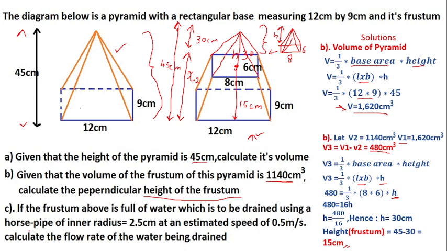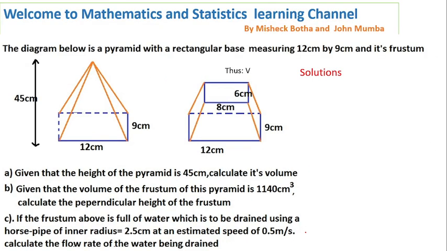All right, and let's go to the last question. C says, if the frustum above is full of water, which is to be drained using a hose pipe of inner radius 2.5 centimeters at an estimated speed of 0.5 meters per second, calculate the flow rate of the water being drained. There again we just need to apply the formula. We know that our flow rate is given by cross-sectional area multiplied by velocity or the speed.